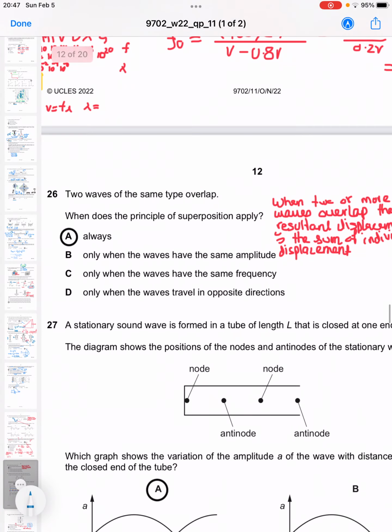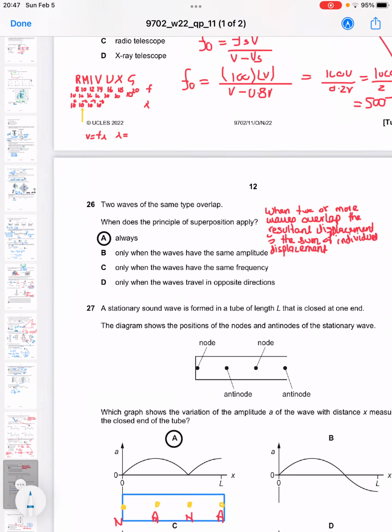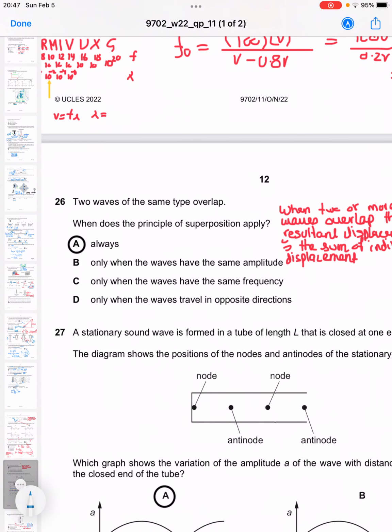Question number 26 says that two waves of the same type overlap. When does the principle of superposition apply? The principle of superposition always applies. Only when the waves have the same amplitude, it is not necessary. Same frequency, not necessary. Travel in opposite directions, not necessary. So A is the appropriate answer.